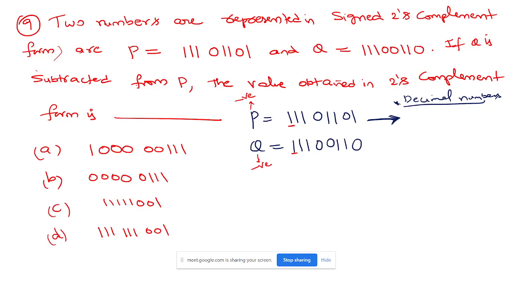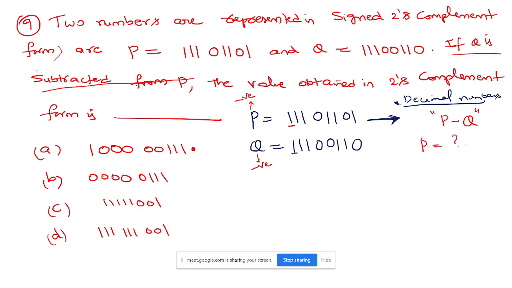Yeah, let's see. Somebody is saying option A. So what have they done? Q is subtracted from P, correct? Q is subtracted from P. P minus Q, they did. Okay, now how do we get P in decimal?